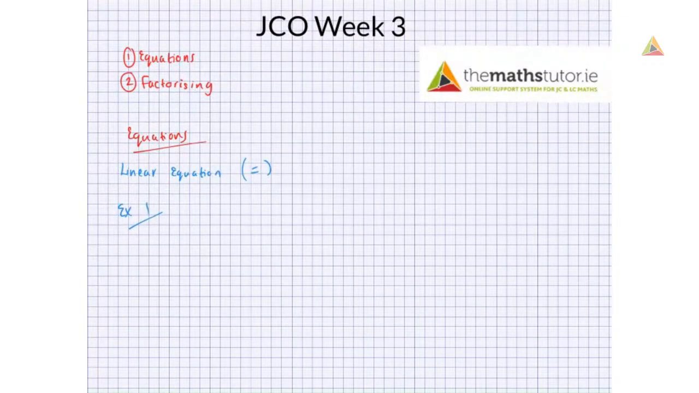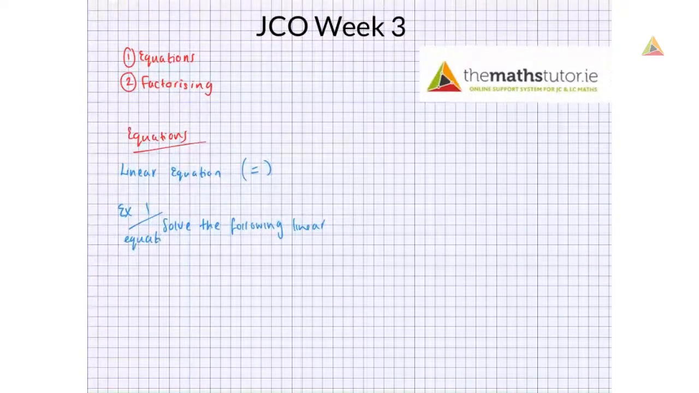So the first example is going to be solve the following linear equation. The linear equation in this case is x plus 3 is equal to 8. So you have to solve for x. When it says solve, it means you want to get a value for x. I'm just going to write that up here. So solve for x. You want to get a value for x.